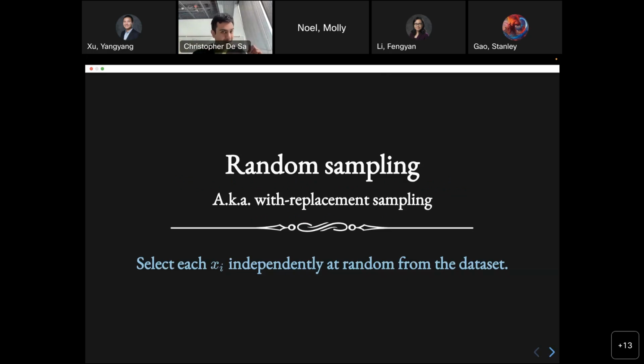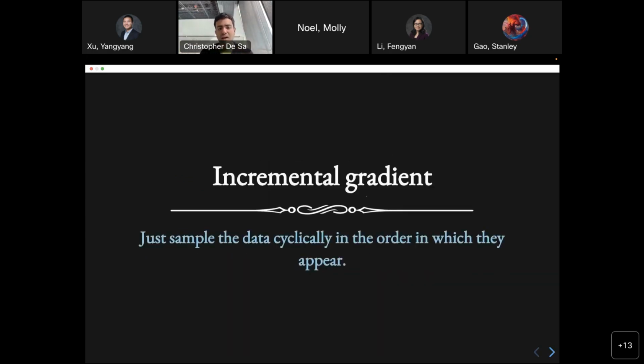So every time you draw an example from the data set, you suppose that it's drawn completely at random, independently, from the data set. This, for example, is the version that I teach in my intro machine learning class. When I teach the intro machine learning class, it's really easy to analyze. In practice, this isn't what we run most of the time. It's more common to run something else.